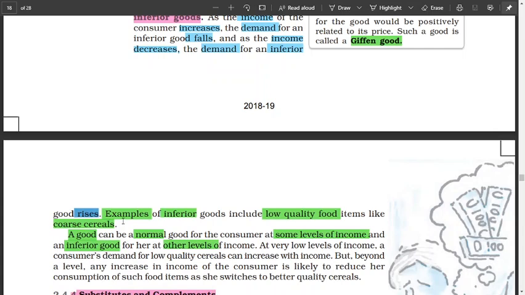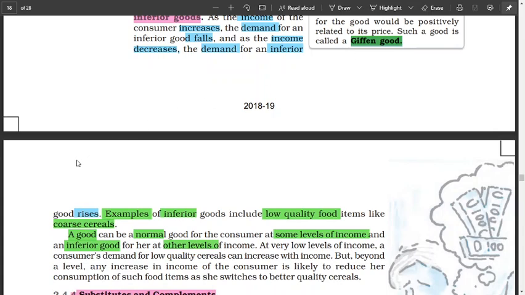So the relation between demand and income is opposite. It's not in the same direction. These inferior goods are also sometimes called Giffen goods. Giffen is the name of a person, Sir Robert Giffen. So that's why he explained about this type of goods. So such goods are called Giffen goods or inferior goods.